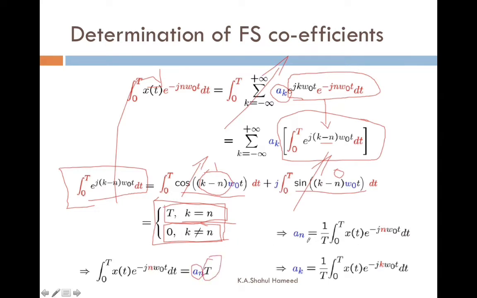Now you can rearrange and you will get the Fourier series coefficient equation. a_n is equal to 1/T times the integration over 0 to T of x(t) e^(-j n ω0 t) dt, and if you replace n by k, you will get a_k is equal to 1/T times the integration over 0 to T of x(t) e^(-j k ω0 t) dt. So this is the formula to find the Fourier series coefficient of a given periodic signal.